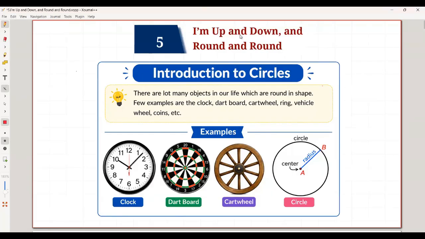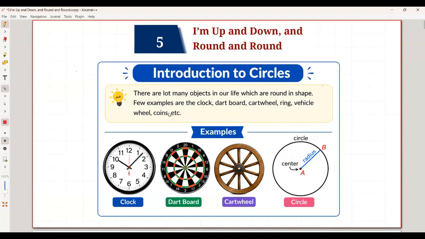Chapter number 5: I am up and down, round and round. In this chapter, we are going to learn about circles, their properties, and the theorems.